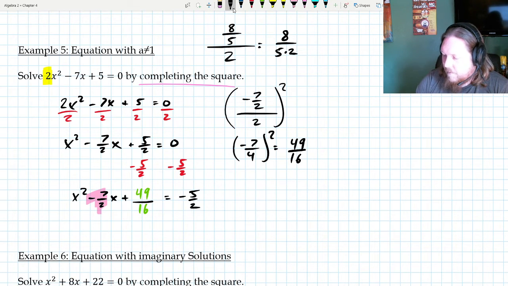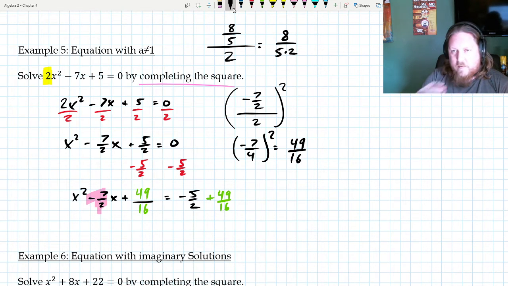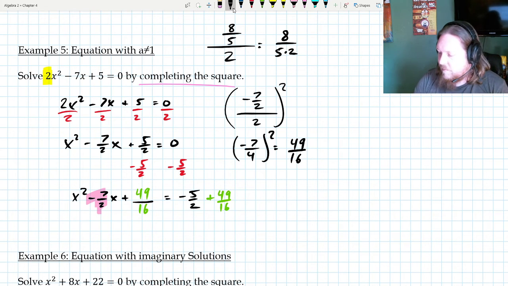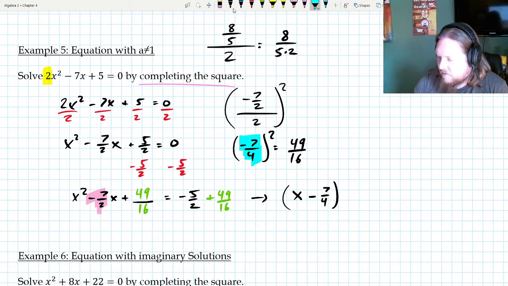So if I do it to one side, though, I have to add it to the other, plus 49/16. And you could do that same process where you leave a blank spot for the other problems. I can show you one of those if you want. But let's go ahead and reduce this down here. We get x minus 7/4. Remember, the bit that I was squaring becomes the bit that's on the inside.